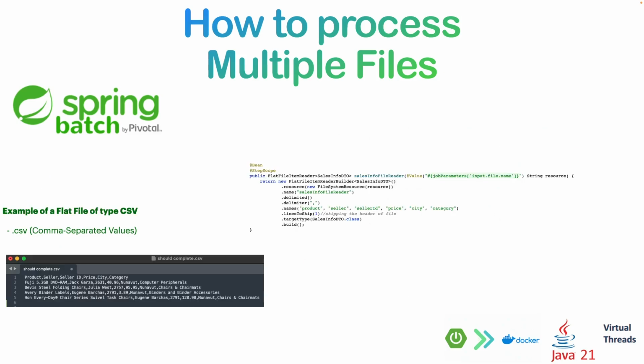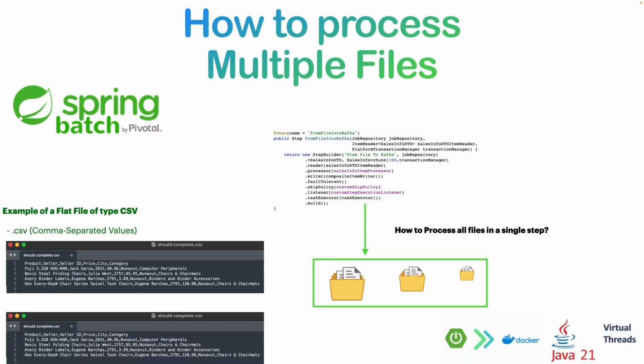So, in order to process a CSV file or another kind of flat file using Spring Batch, mostly we use the flat file item reader. This helps us to process a single file. But now let's suppose that we receive 10 files every day. If we try to process all those files using the common flat file item reader, what will happen is that each file will be processed separately.